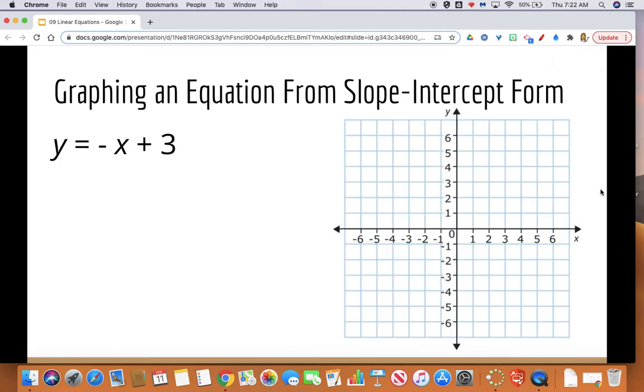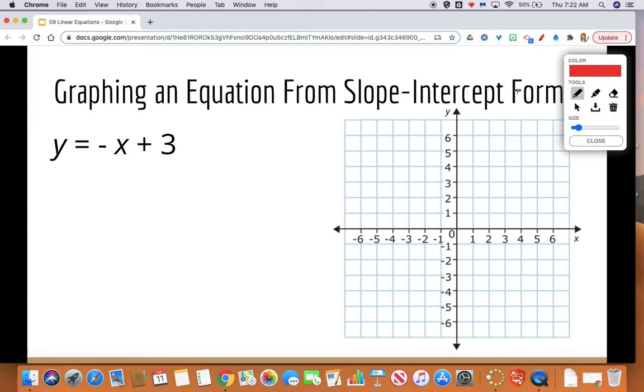Let's look at a few where some different things happen with our linear equation. So in a situation like this, y equals negative x plus 3. The y-intercept is pretty straightforward again. It's positive 3. So we would start by wanting to graph our y-intercept at positive 3.